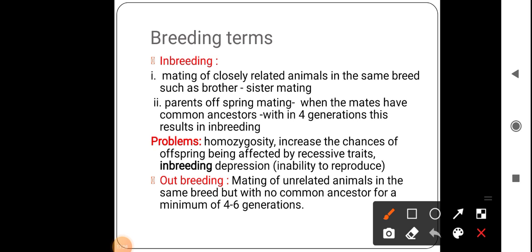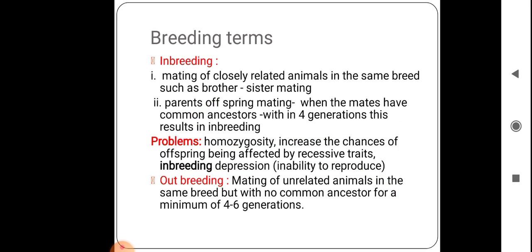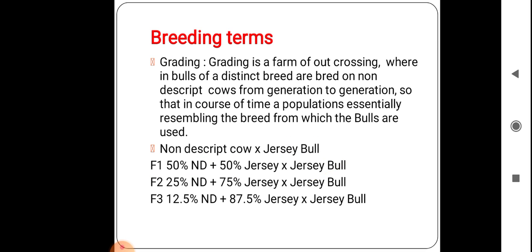And if we are going for outbreeding, these problems can be solved: that homozygosity, then offspring being affected by recessive traits, inbreeding depression, inability to reproduce, which is the major problem of inbreeding, can be avoided if we are going for outbreeding.